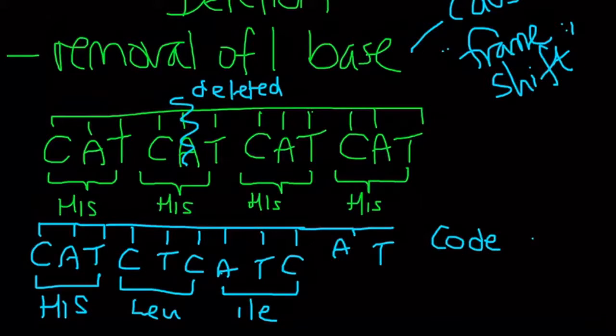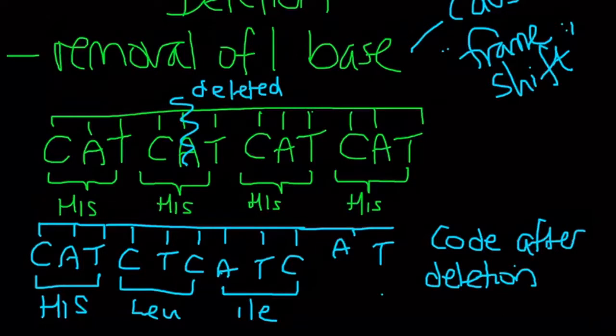So it is known as a frame shift because from the point where the deletion occurred, from that point onwards, the code has been affected.